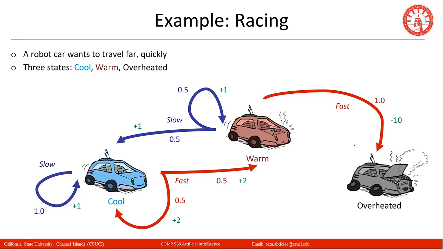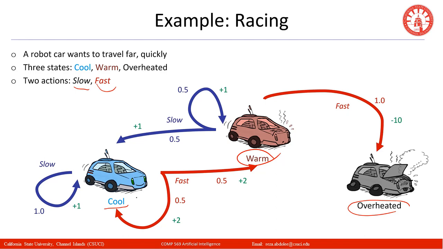And there are going to be three states associated with this problem. The first state is the cool state, and then we're going to have the warm state, and then the overheated state where the car cannot be used anymore. So these are our states. And then we have two actions. The robot car can go slow or can go fast.